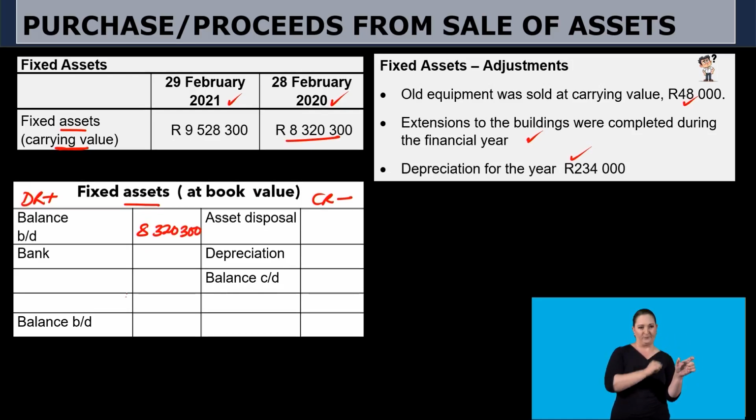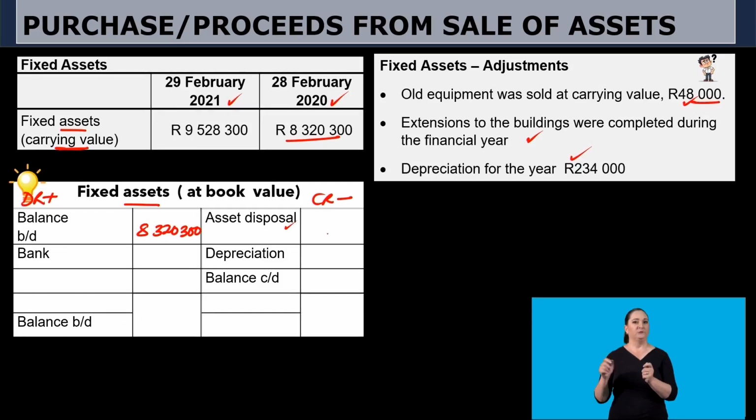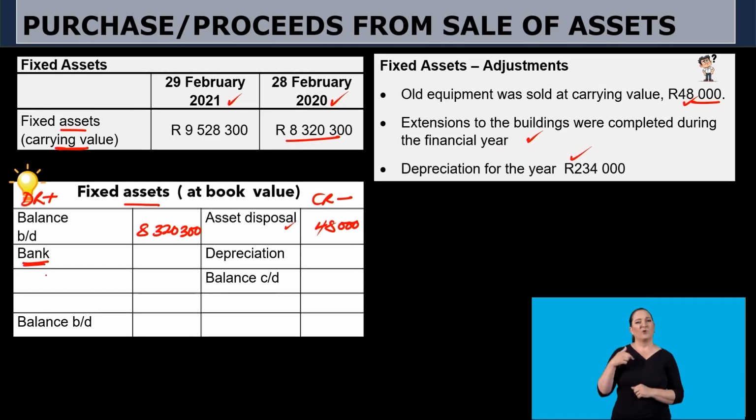8,320,300. And then, did we dispose any asset? Yes. Old equipment was sold at carrying value, 48,000. So I'll come here, then I'll say 48,000. Then the next one, extensions to the buildings were completed. That is my bank here now. We want to find that amount. And then depreciation, 234,000. So I'll come here, my depreciation is 234,000. Now that we have our depreciation, before we even punch in the calculators, I know they are ready already, and then we're going to record the fixed asset at carrying value for the year 2021, that is the closing balance.